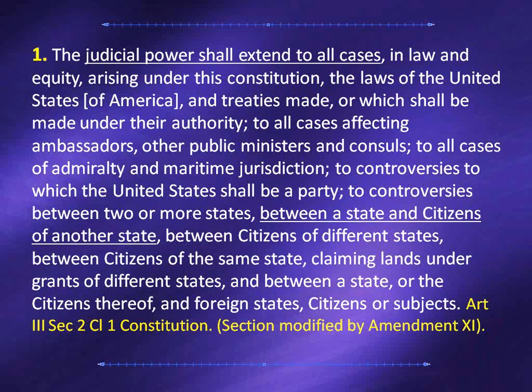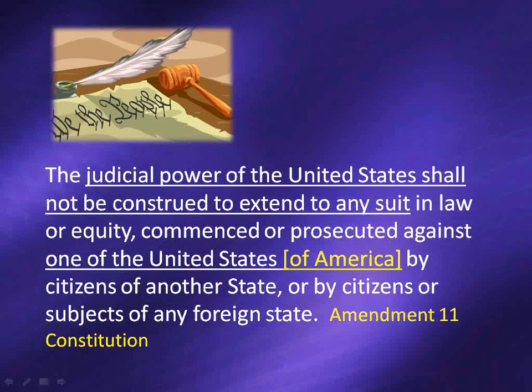State legislatures figured out that they were at risk because all of a sudden they weren't sovereign, and so they proposed the following, which is Amendment 11 to the Constitution. The judicial power of the United States shall not be construed to extend to any suit in law or equity commenced or prosecuted against one of the United States of America by citizens of another state or by citizens or subjects of any foreign state. So they effectively removed one of the clauses from Article 3, Section 2, Clause 1, and reduced the number of circumstances under which the state could be sued.